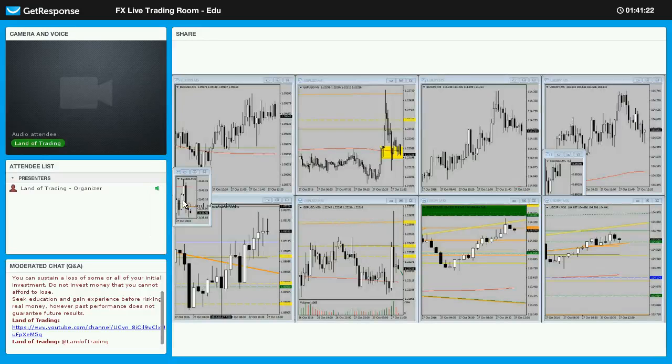We are discussing the majors today, and the main reason we are discussing only majors today is the end of the month flow, right? So the probability of price action trading or a technical trade around the end of the month is bigger on the majors than on the others, right?